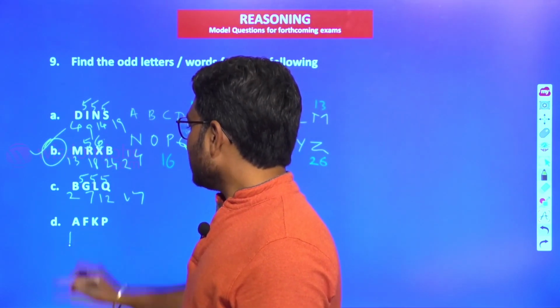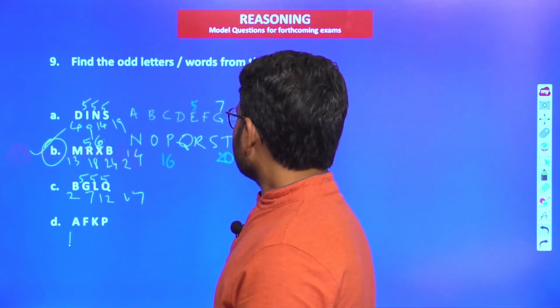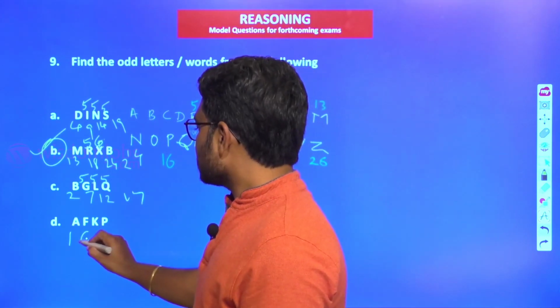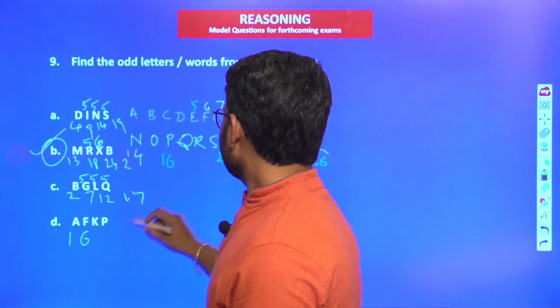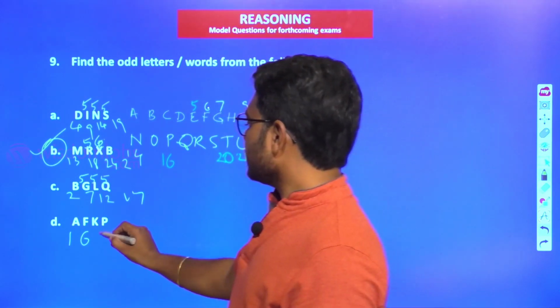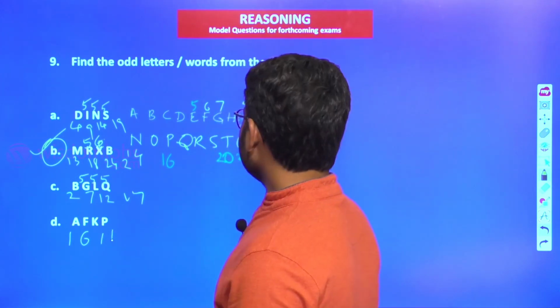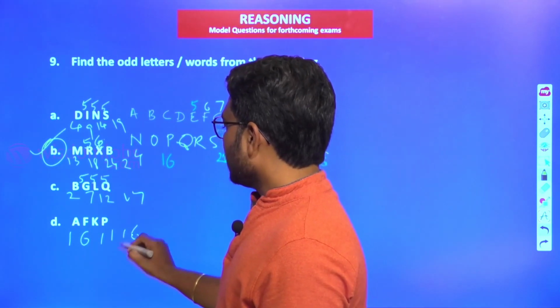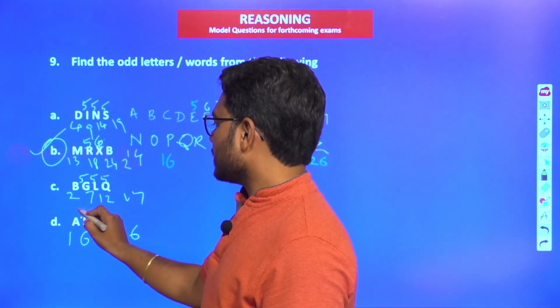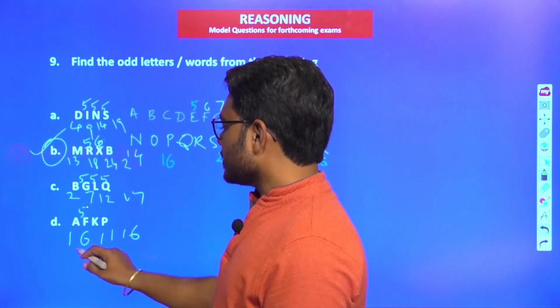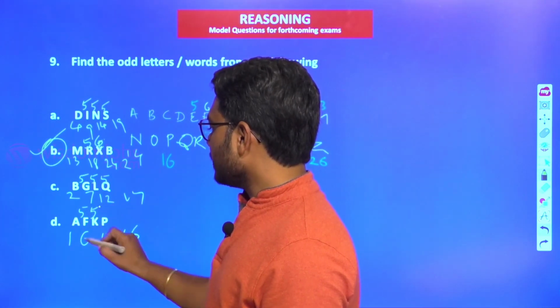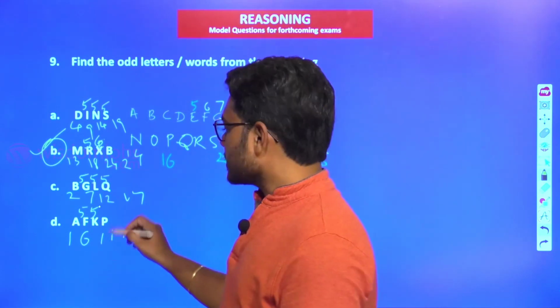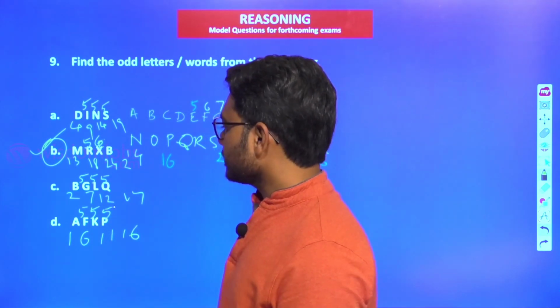Let us see. A position is 1, F position is 6, then K position is 11, then P position is 16. Identify the difference here. This is 5, the difference between 1 and 6. Then the difference between 6 and 11 is again 5. The difference between 11 and 16 is again 5.